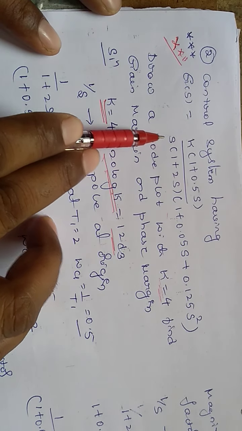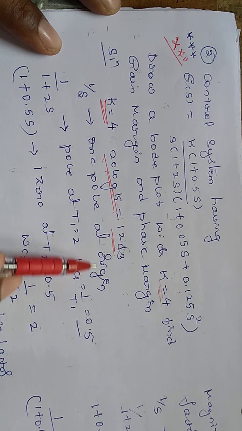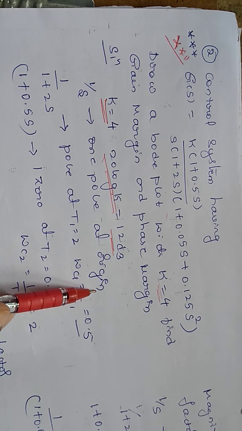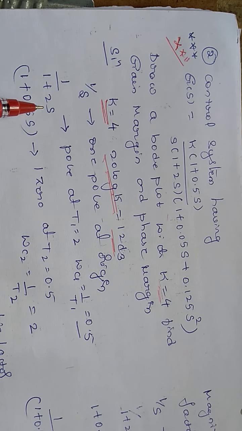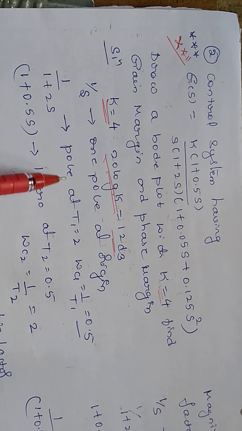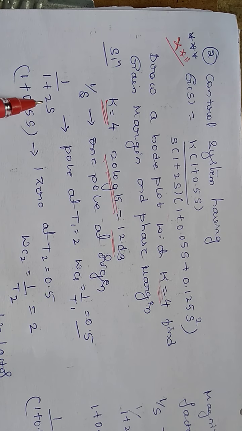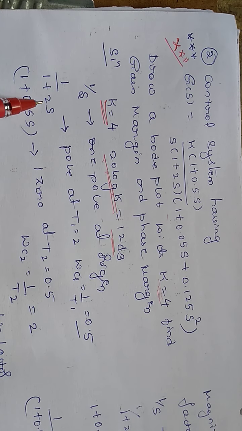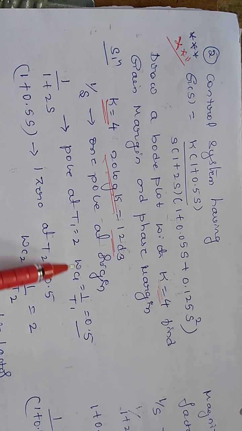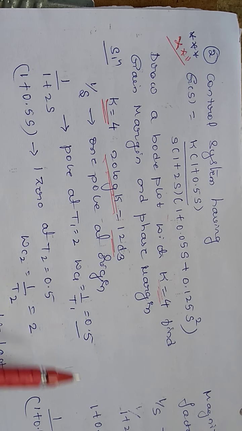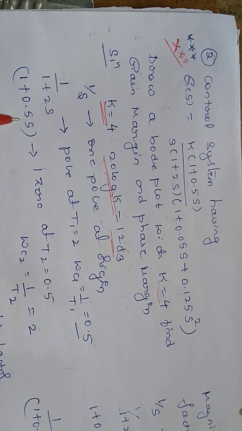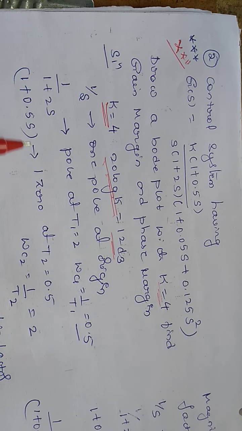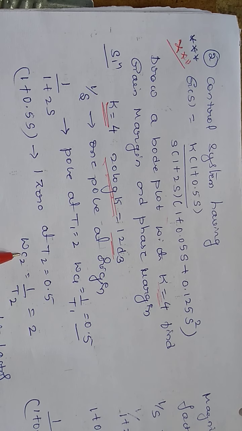Then the first pole, 1 by s, one pole at the origin, so its slope is minus 20 dB. Then the second factor, 1 over 1 plus 2s, a pole. If you compare with the standard time constant form, we directly get T1 equal to 2. Then omega c1 is equal to 1 by T1. Then the next factor is the numerator term, that is a zero, so T2 is 0.5.